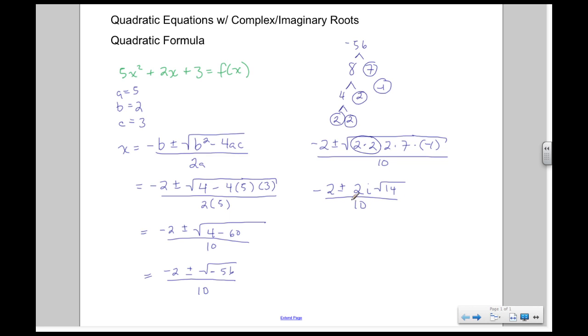I see that my negative 2, my 2, and the 10 in my denominator all share a GCF of 2. So that means I can divide each one of those numbers by 2. Well, negative 2 divided by 2 gives me negative 1. 2 divided by 2 gives me a positive 1, which I don't need to write because I'm multiplying. And then in my denominator, 10 divided by 2 gives me 5. So my complex roots for this particular quadratic equation are the quantity negative 1 plus or minus i root 14, where all of that is divided by 5.